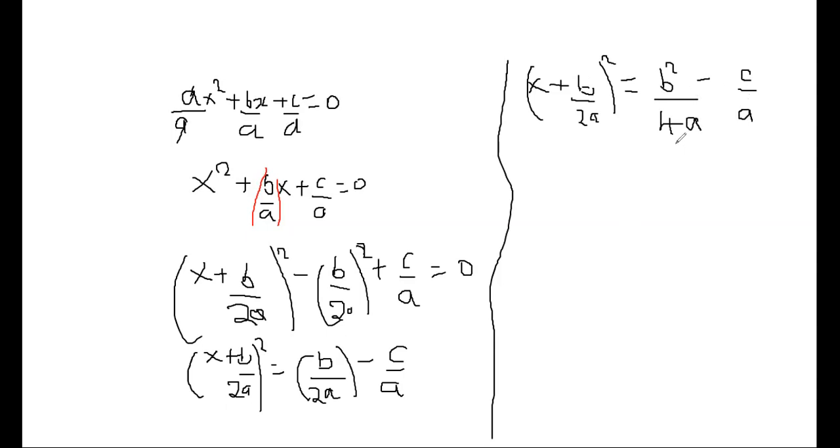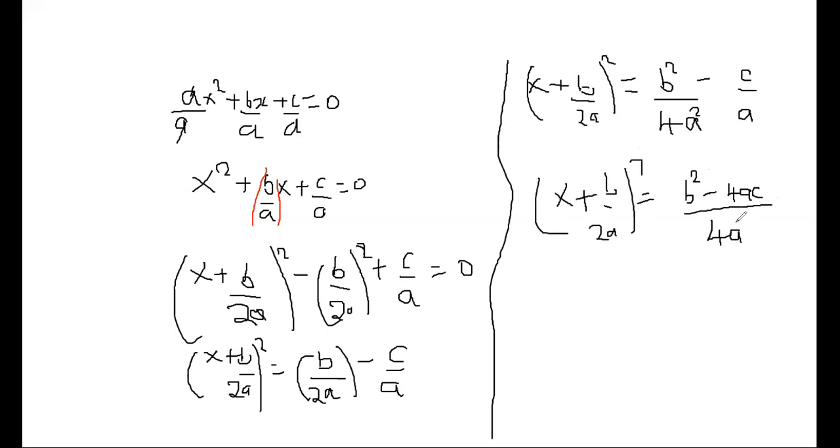Now for that, you're going to have x plus b over 2a squared is the same as b squared minus 4ac, divided by 4a squared. 4ac divided by 4a squared. So you can now remove the square sign by finding the square root of both sides.